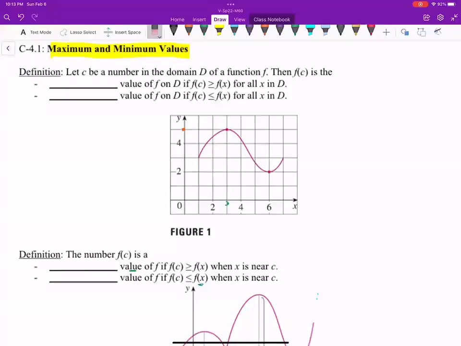Hello everyone, welcome back. In this video, we will be talking about the maximum and minimum values. And here in this section, we are going to be covering only the analytical aspect of how to find the maximum and how to find the minimum, whether it be absolute maximum or absolute minimum or local maximum or local minimum.